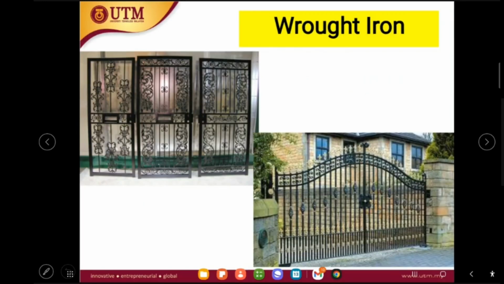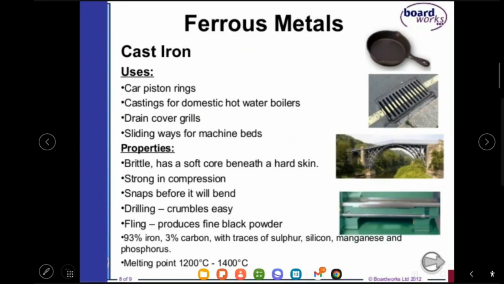Another example of applications of rough iron is grills. We use rough iron to produce a grill, to make a gate, and so on. So for the ferrous metals, we continue with the cast iron. The applications of cast iron are, for example, car piston rings, domestic hot water boilers, drain cover grills, and so on.